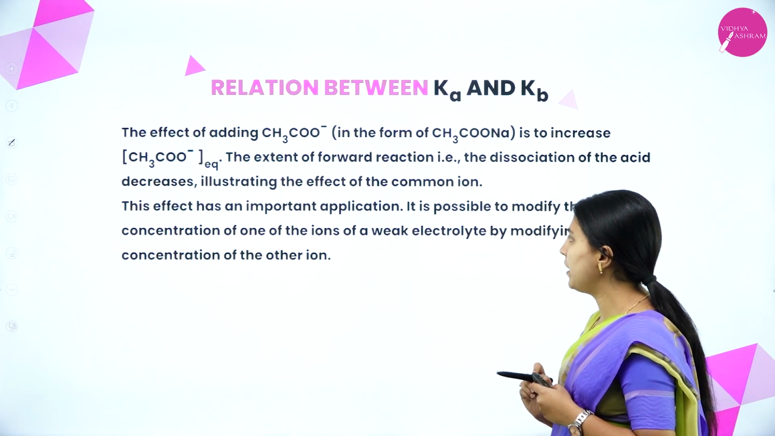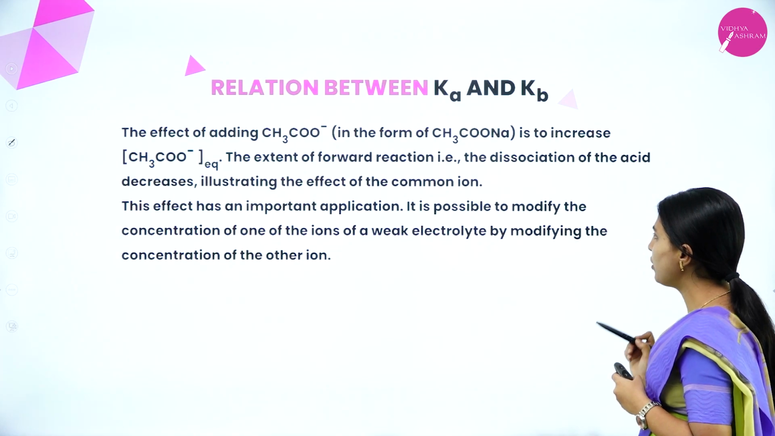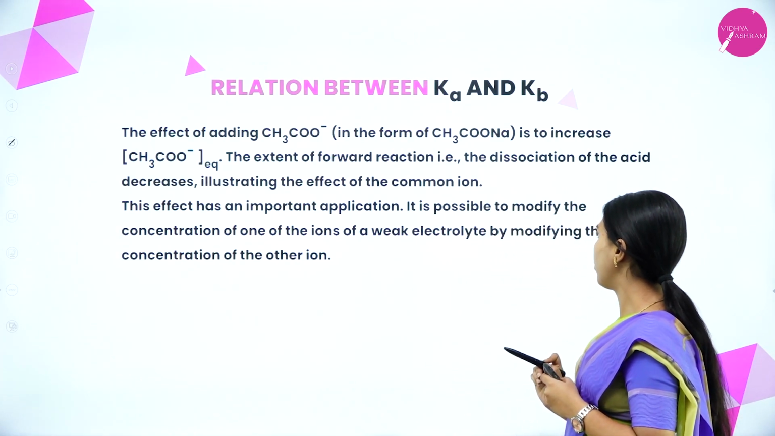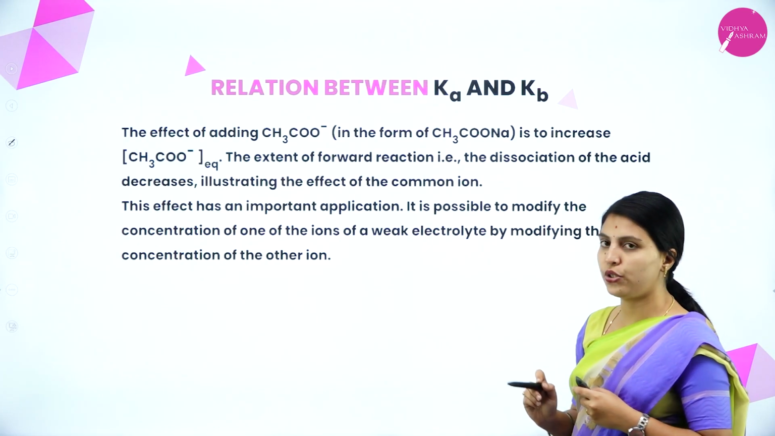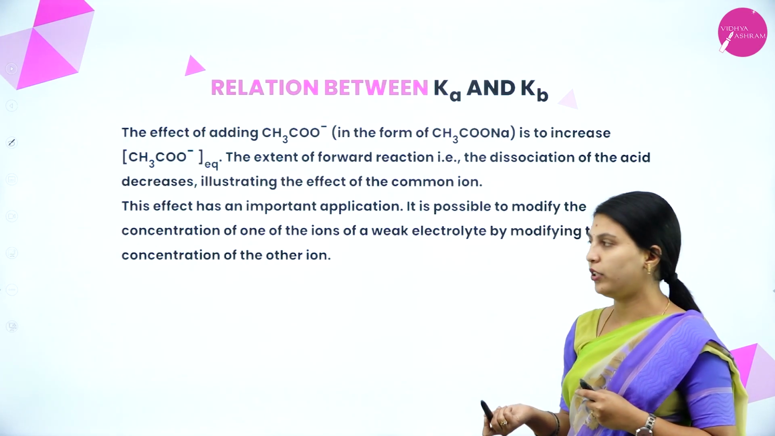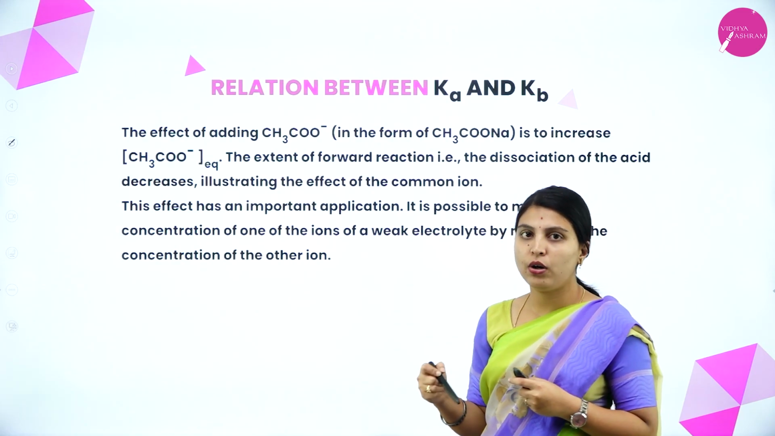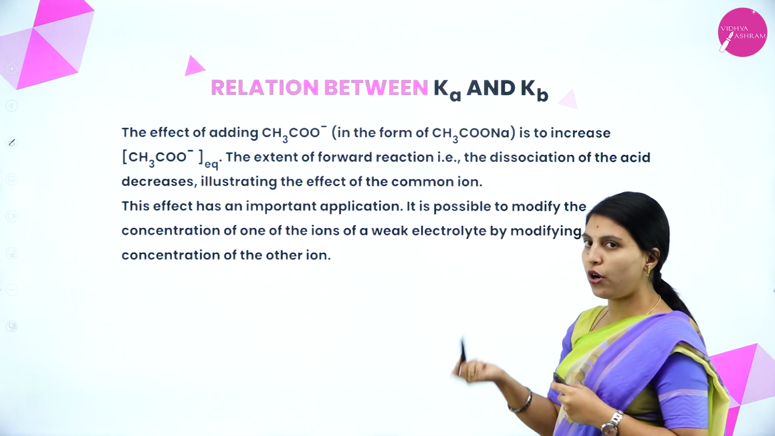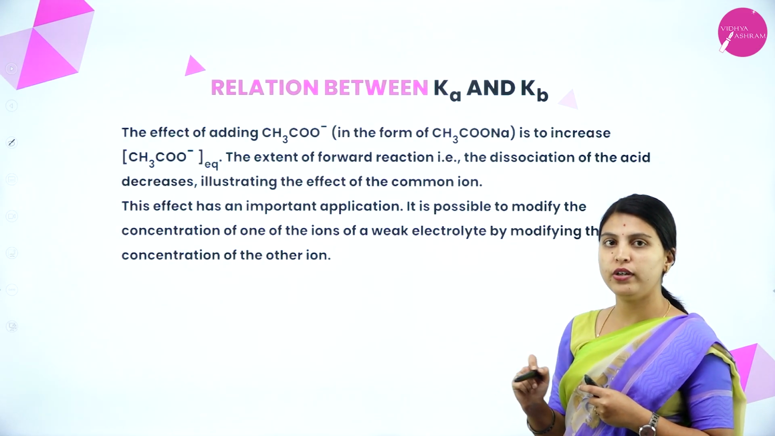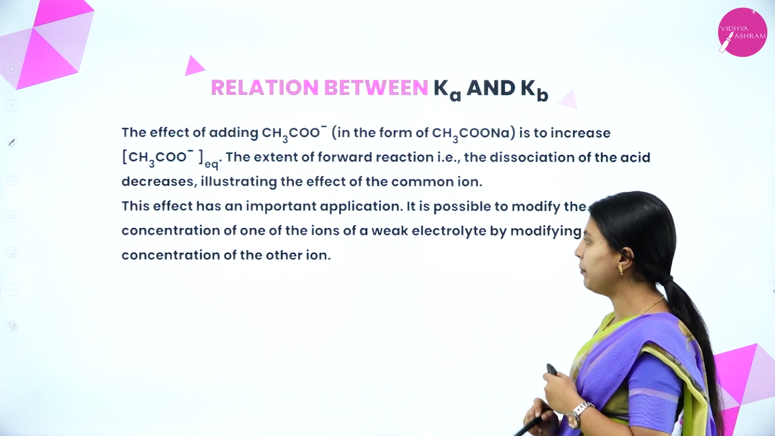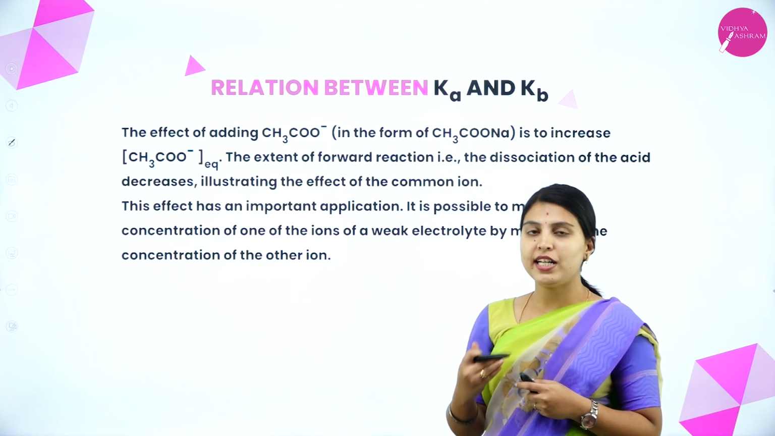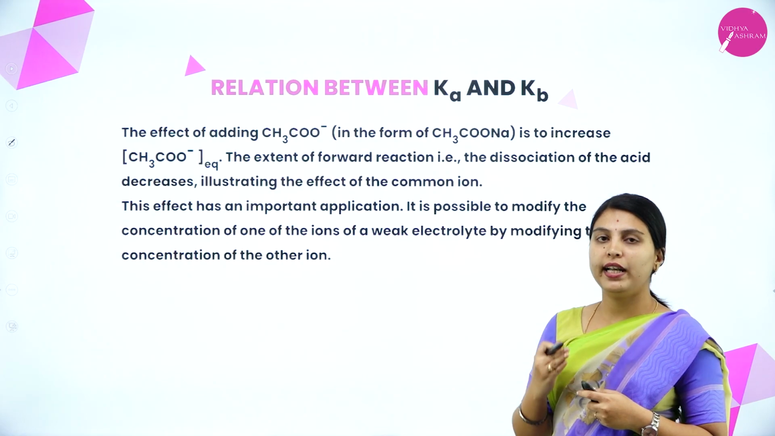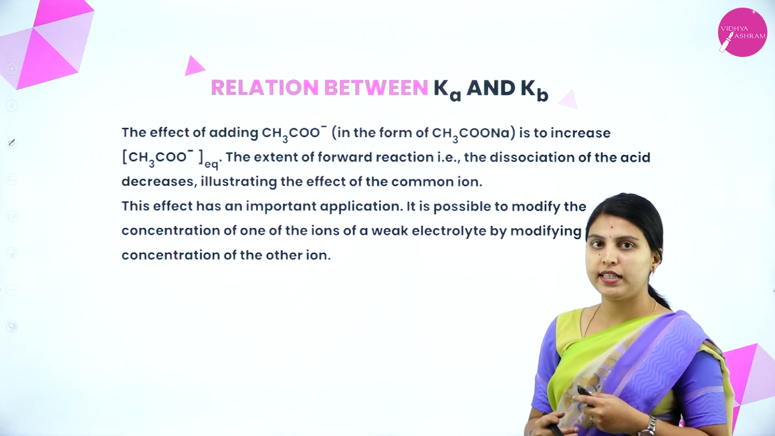This effect has an important application. It is possible to modify the concentration of one of the ions of a weak electrolyte by modifying the concentration of the other ion. This is how the common ion effect works: the strong electrolyte will suppress the action of the weak electrolyte in the same medium. This is about the relation between Ka and Kb, and we have also seen the relative strength of acids and bases.